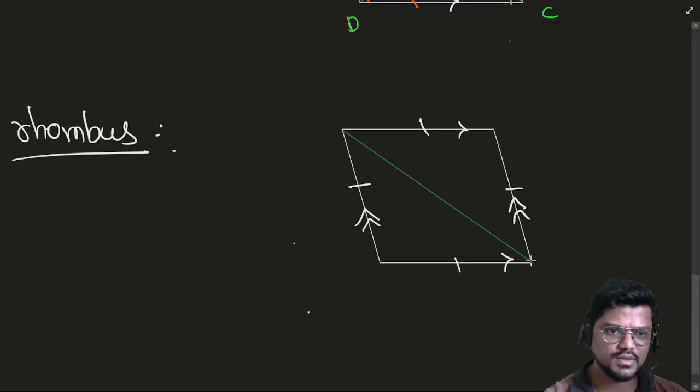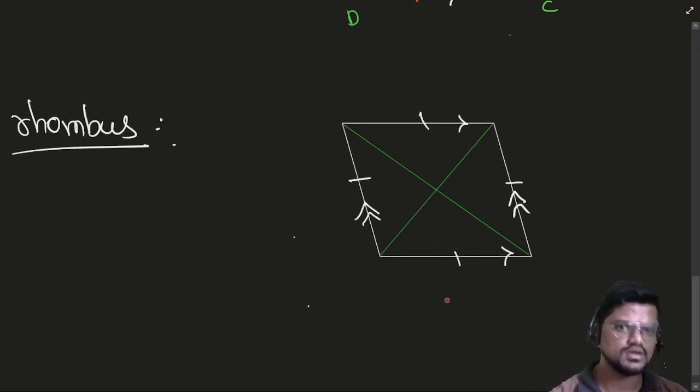The diagonals will bisect each other. But they are not equal. Yes, but they are not equal exactly. But there is one more property of diagonals. What is that? For a rhombus, what is that? Yes, they will be 90 degrees, perpendicular. Both the diagonals will be perpendicular to each other when it is a rhombus.